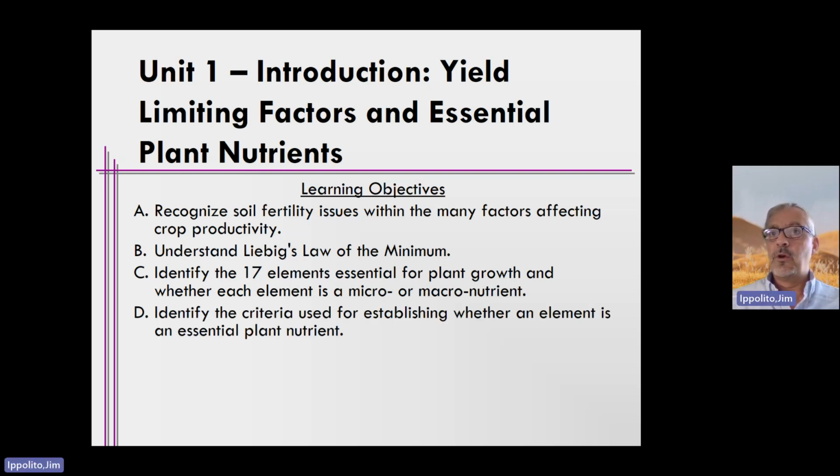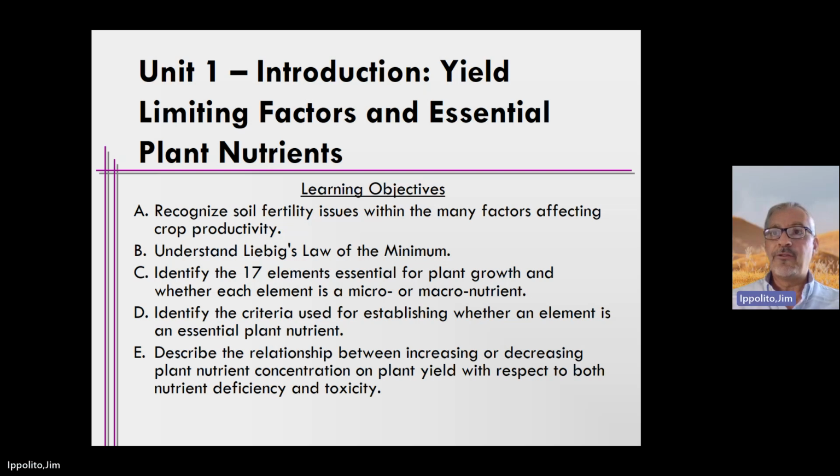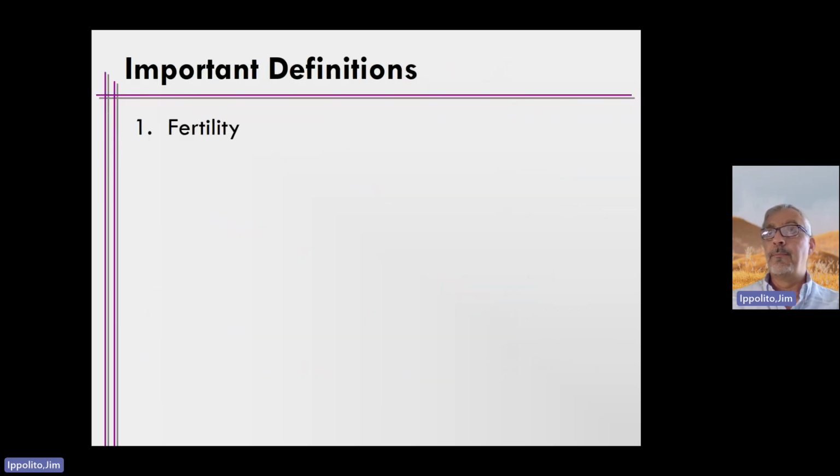The 4th learning objective for Unit 1 is to identify the criteria used for establishing whether an element is an essential plant nutrient. And this is in this unit because most plants take up most elements out there in the soil, for example, lead or cadmium, and they're not necessary for plant growth, but nonetheless, plants take them up. And then the last learning objective is to describe the relationship between increasing or decreasing plant nutrient concentration on plant yield with respect to both nutrient deficiency and toxicity. And so what we're going to do first is go through some relatively important definitions.